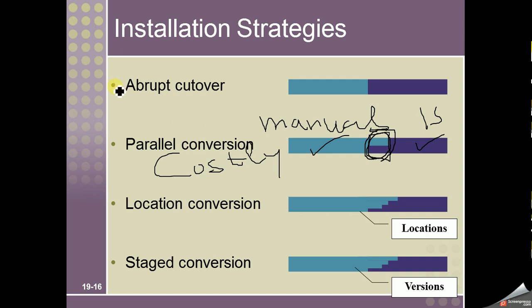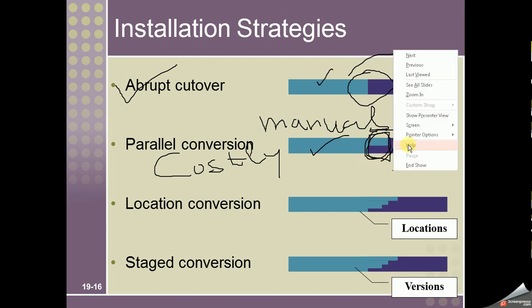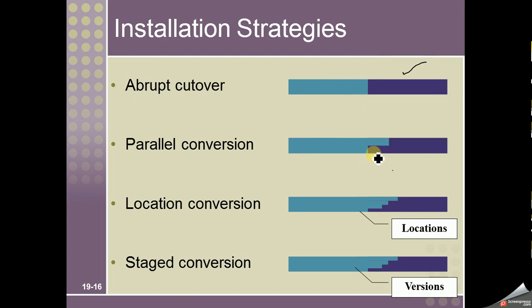And now if I take you back to abrupt cutover, there is no such cost in this strategy. We just abruptly move to the new system. So the people are using either the manual system or the information system, right? So in parallel conversion, we use some time to identify all the bugs in the system and remove them, and then once we are completely satisfied, we switch to the new system.